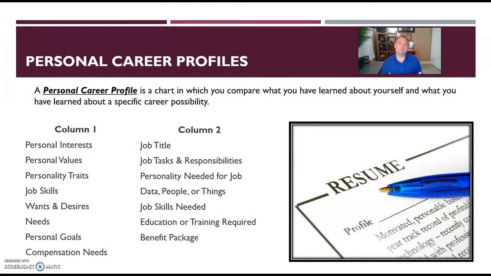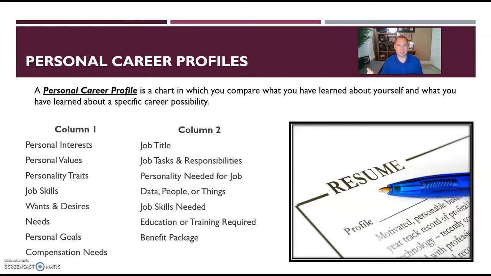Now, how do we compare these two and factor into our decisions? Well, we create a personal career profile. This is a chart which will compare what you've learned about yourself and what you've learned about a specific career possibility. You create two columns. One is everything about yourself, your interests, your values, your wants and desires, your needs. And column two is everything about the job or jobs that you are looking into.